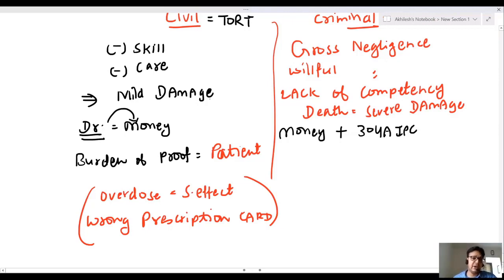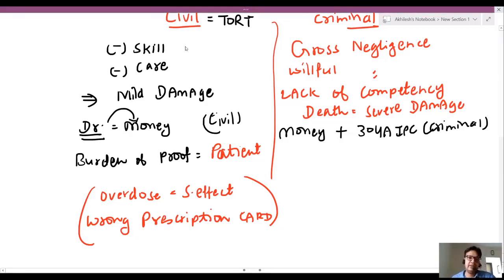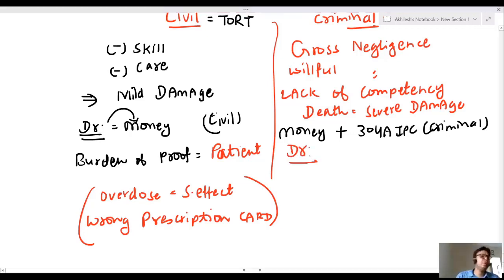Sir, in civil negligence, it will be dealt with in the civil code. Here it will be dealt with in the criminal code. Sir, burden of proof. Here, the burden of proof is on the doctor. The doctor needs to prove there was no negligence from my side. Gross negligence, willful negligence, lack of competency, death or severe damage: it is money plus 304A IPC.